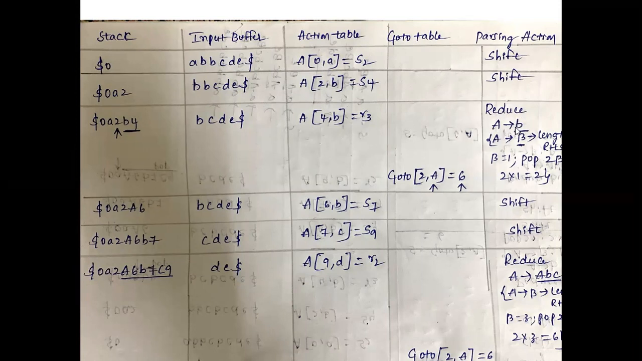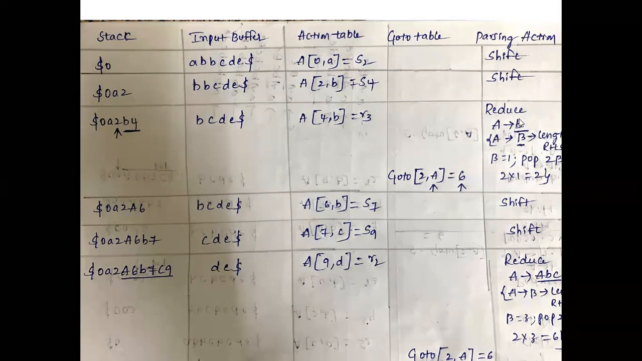So we need to take the length of the RHS of the rule. Here we have only B. Here we have an algorithm to be followed. If you want to shift, we just shift. If you want to reduce, we need to follow these steps from the algorithm. First we map this with A tends to beta, and beta is the length of the RHS.